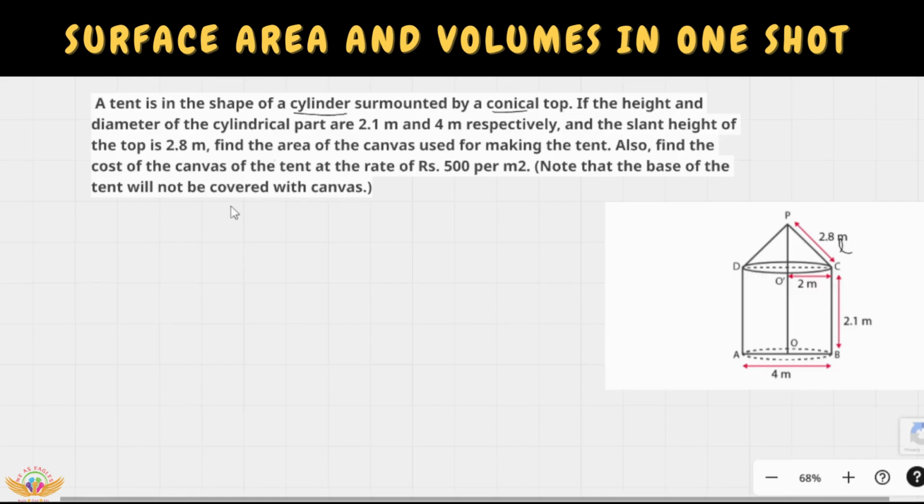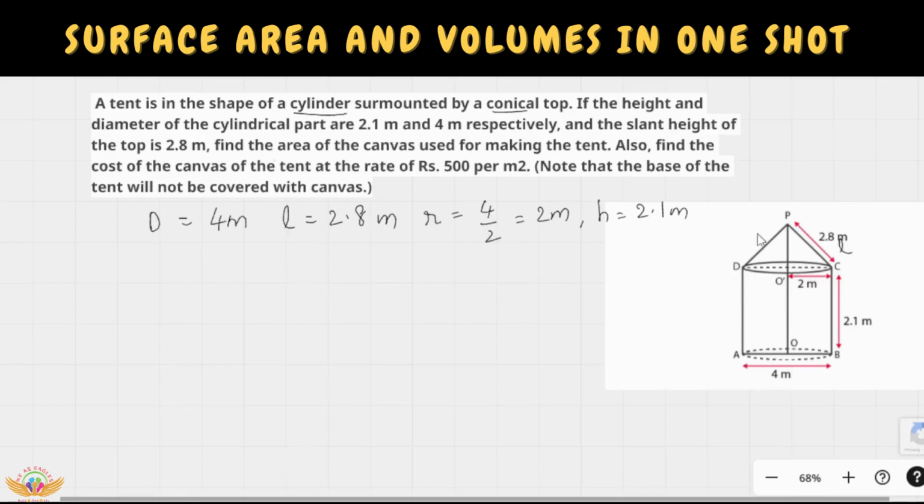From the question, it was given that the diameter is equal to 4 meters, and the slant height they have given is 2.8 meters. Also, the radius is 4 by 2, that is equal to 2 meters. And the height of the cylinder they have given as 2.1 meters. All this they have already given us, and we require the surface area of the tent.